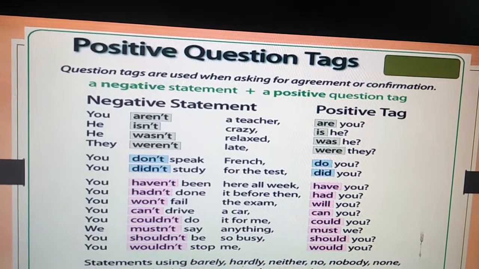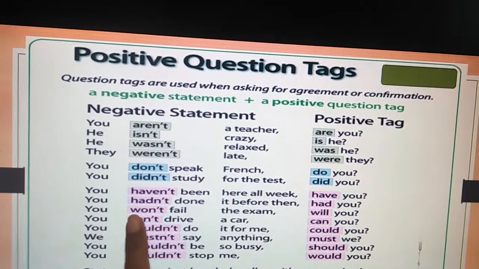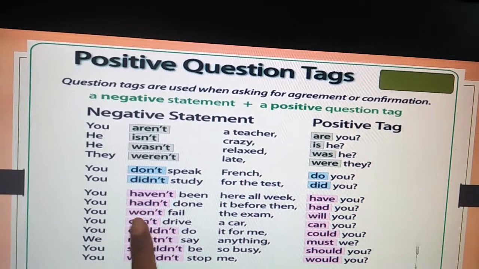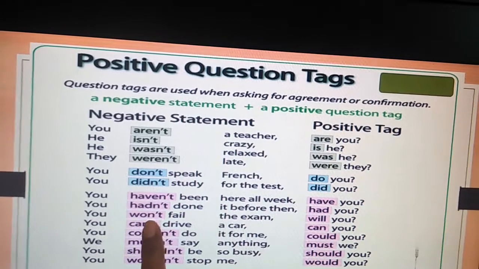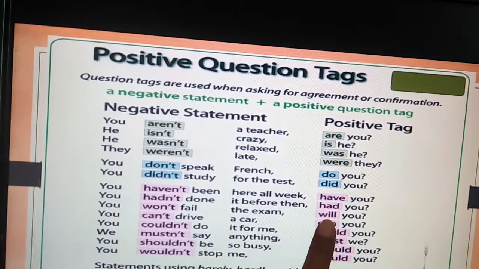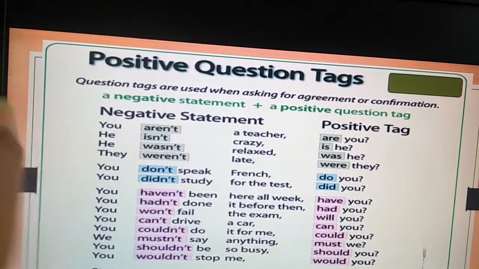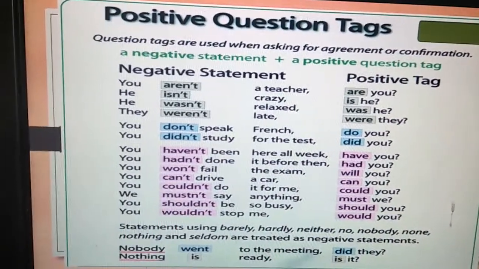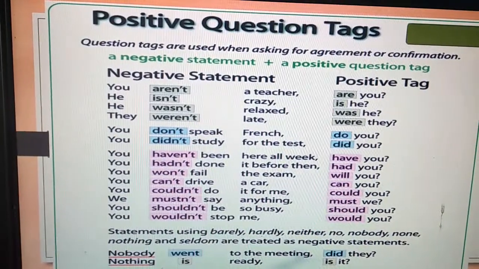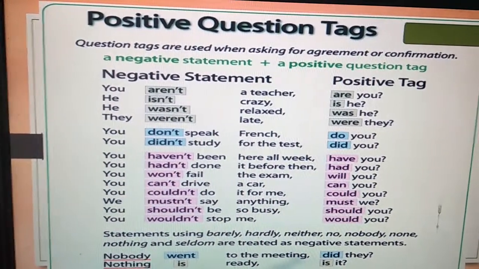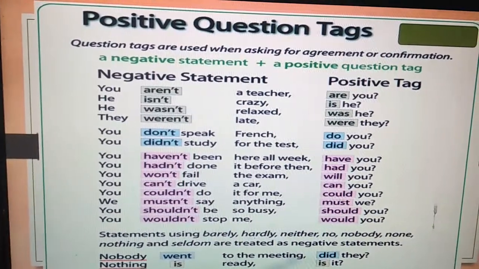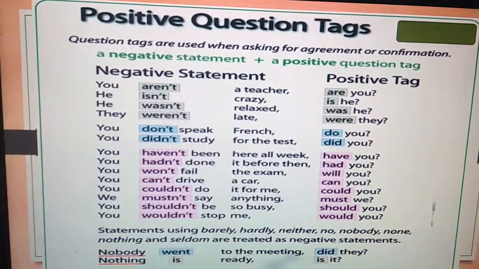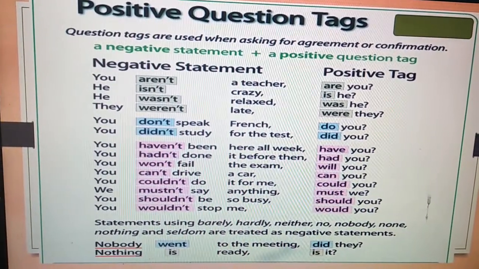You won't fail the exam. If you remember, yesterday in the previous video we have seen won't when there was will in the same statement. So when we have to add a positive, here we have to take will you. Then the modal auxiliaries. You can't drive a car, can you? You couldn't do it for me, could you? We mustn't say anything, must we? You shouldn't be so busy, should you? You wouldn't stop me, would you?